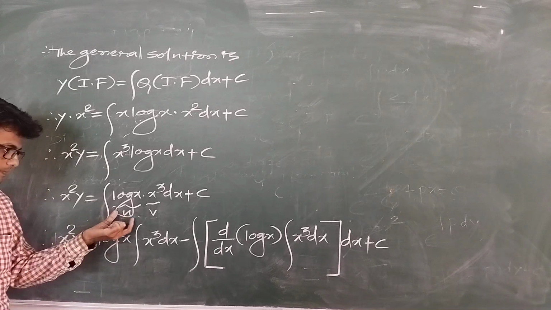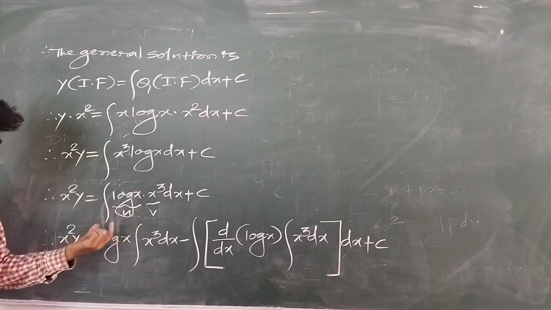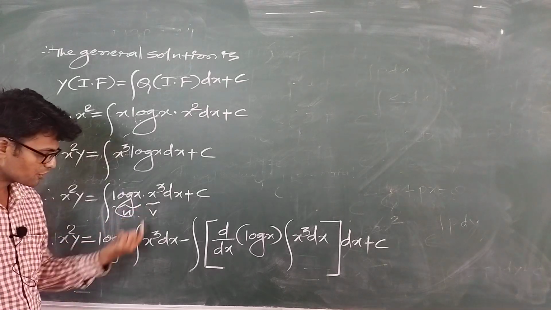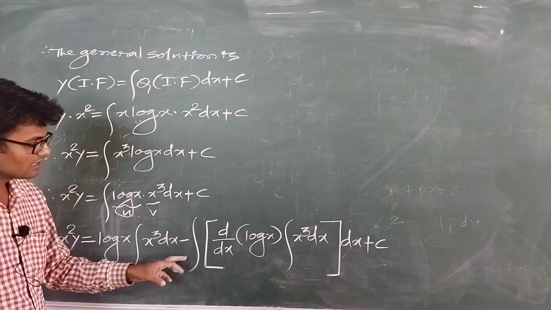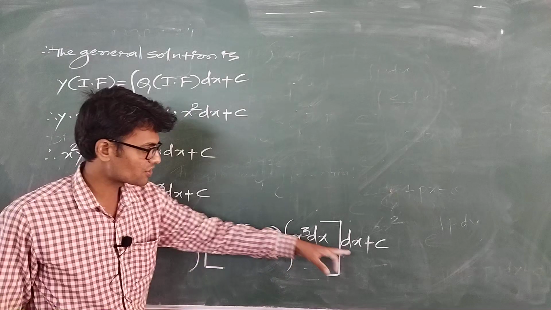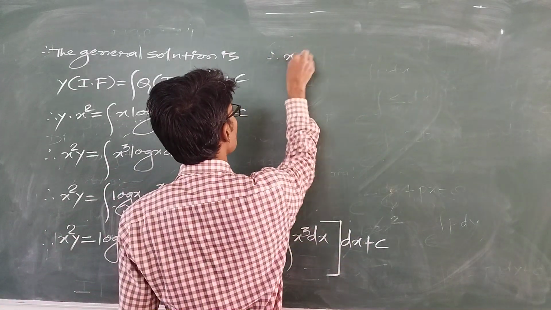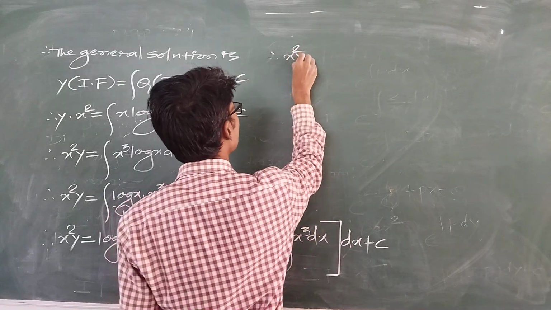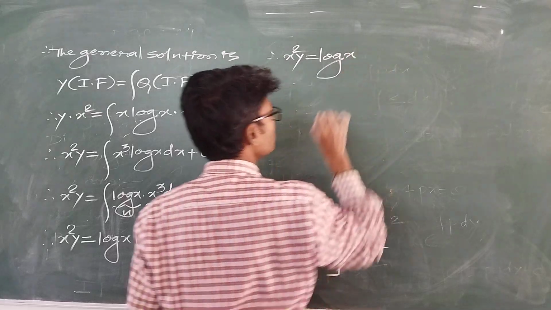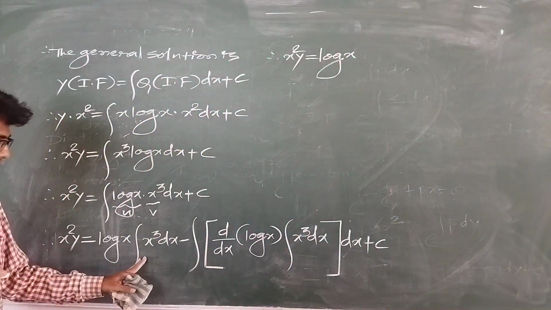So this is u and this is v, and first you take u outside, that is log x outside, integrate x cube with respect to x, minus the integration of the differentiation of u, the integration of v with respect to x, into dx plus c. So therefore I will write x square y is equal to log x into the integration of x cube with respect to x.